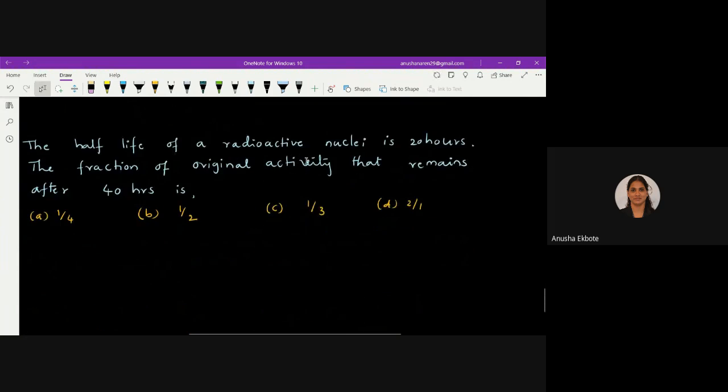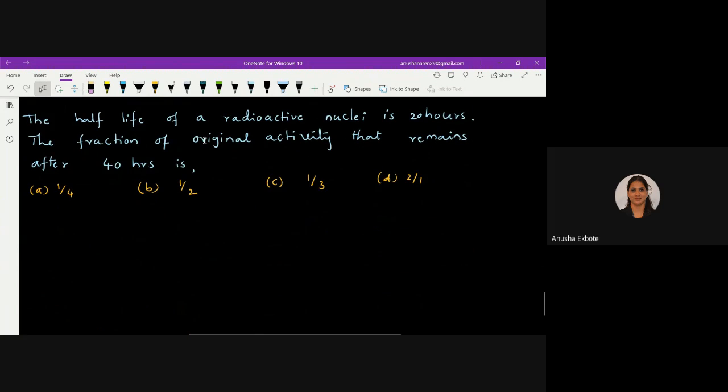Let me take the first one. The half-life of a radioactive nuclei is 20 hours. The fraction of original activity that remains after 40 hours is: there are four options: 1 by 4, 1 by 2, 1 by 3 and 2 by 1. You need to find out the fraction of original activity. That means under solution, let me write the given things.